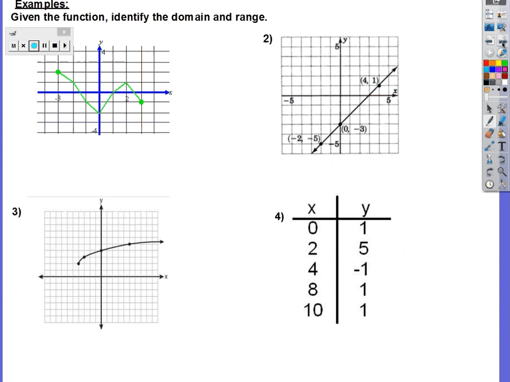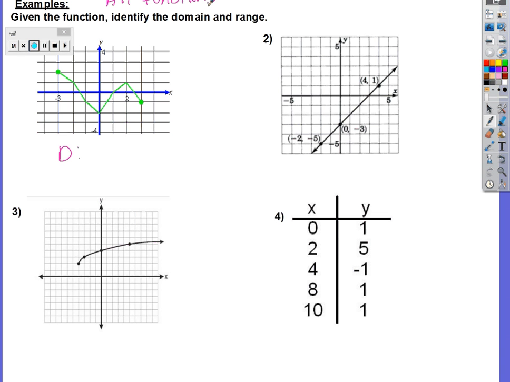So, reviewing that, let's look at these 4 examples really quickly. Again, this is not in your packet, just look and understand, and make sure it makes sense. If you look at the first one, let's do the domain. All of these are functions, right? They pass the vertical line test where no x values are repeated.